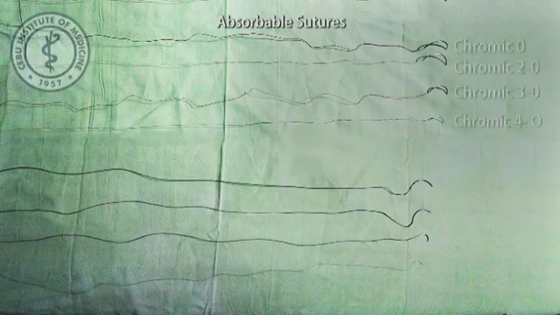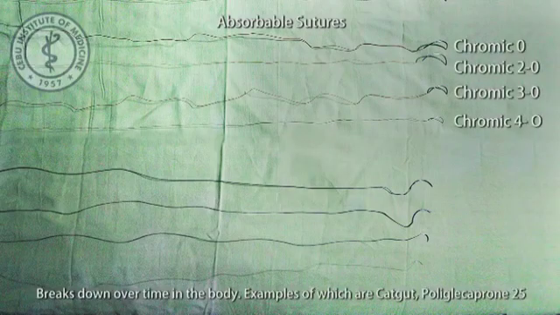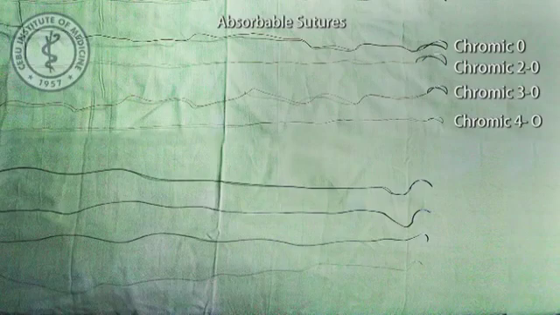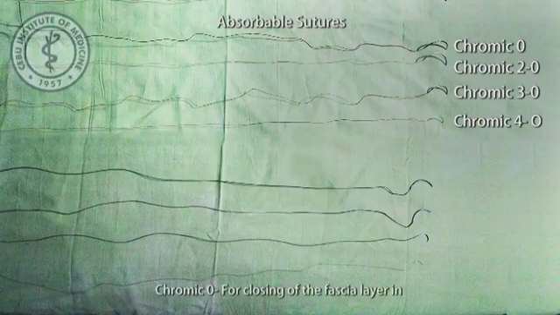Suture. Absorbable sutures break down over time in the body, examples of which are catgut, polyglecaprone 25, and chromic O, for closing of the fascia layer in abdominal surgery.